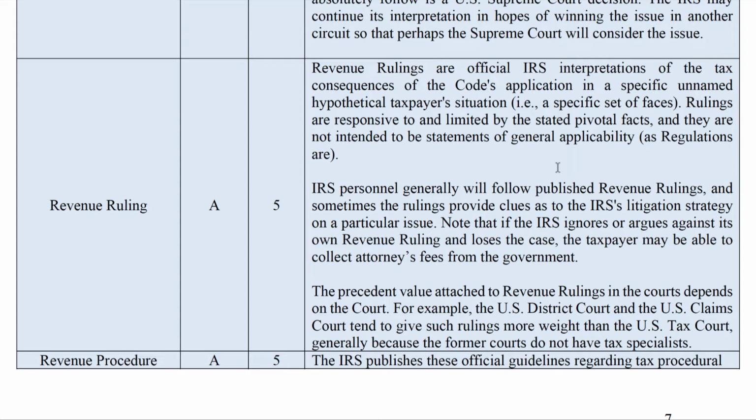And actually, if a taxpayer takes the view of a revenue ruling, that outcome, that interpretation, but then the IRS argues against it, and the IRS loses in court, they actually have to pay the other side, the taxpayer's attorney's fees. That's really important to understand.